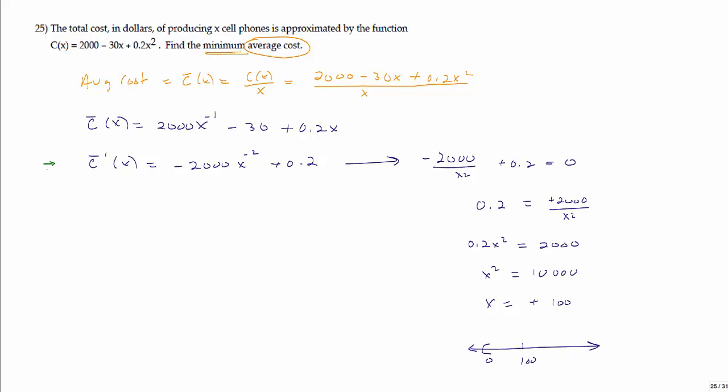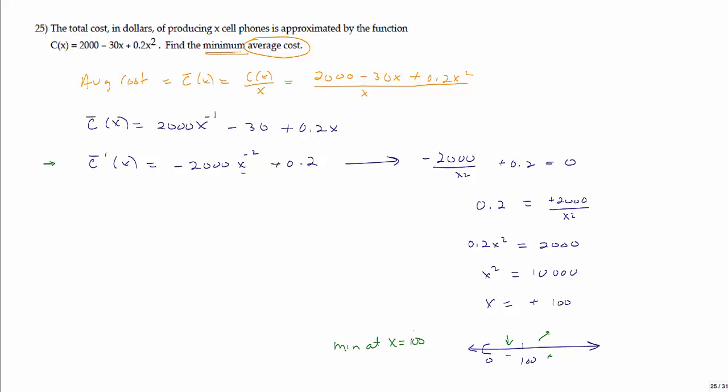So if I use the 1, negative 2,000 times 1 to the negative 2, that's negative 2,000 plus 0.2, that's a negative. It's decreasing. And then something greater than 100, if I go with 200, I plug that in for my x. And then negative 2,000 divided by 200 squared plus the 0.2, that's going to be positive. And it's increasing. So therefore I have a minimum at x equals 100.